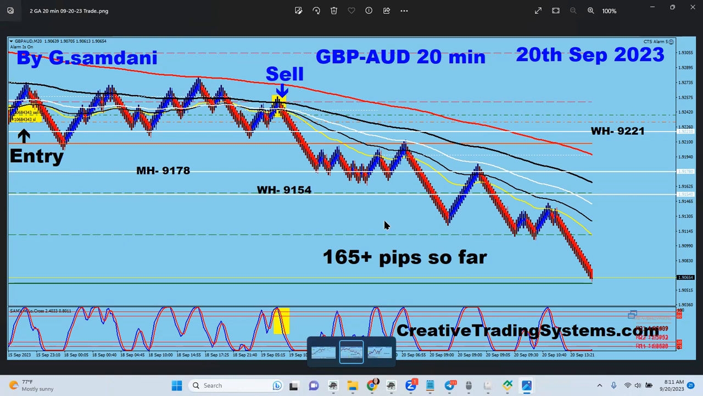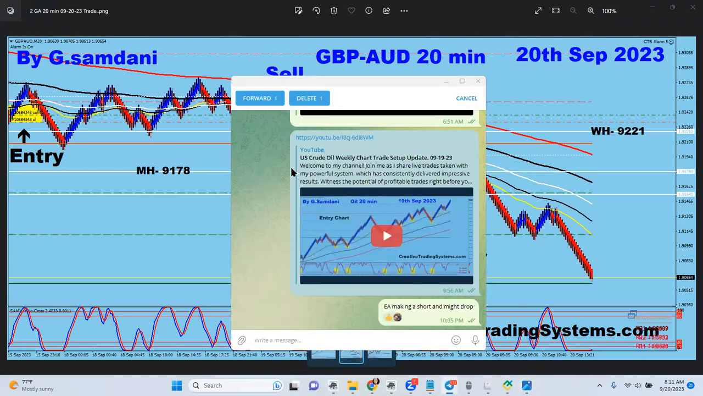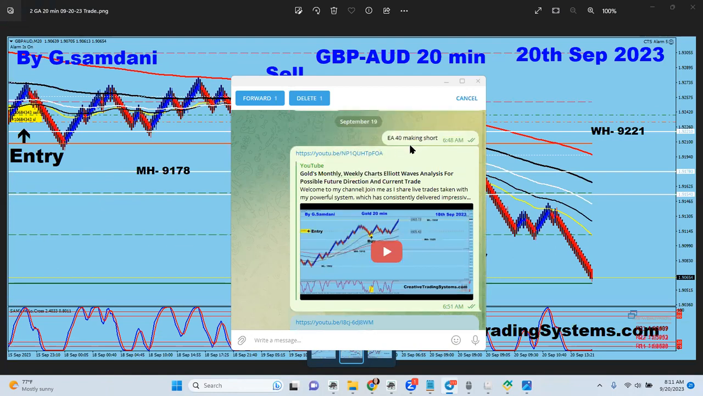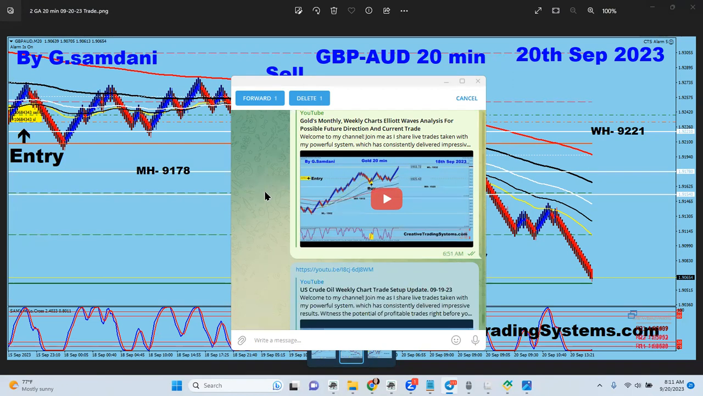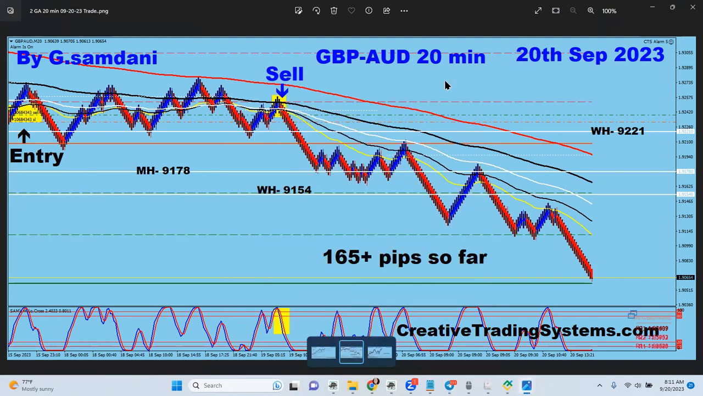And not only that, the good thing is, for example, the EUR-AUD trade, I posted on my Telegram. This is my Telegram channel, and you can see the date is today. You see that on September 19, yesterday, I said EA 40 making short, meaning what? It's making a short setup. Well, I just showed you, right? And then later on, I said EA making a short and might drop. This is for the 20-minute setup, the one I took, right? That's how it is. So I post the trades on my Telegram as well.